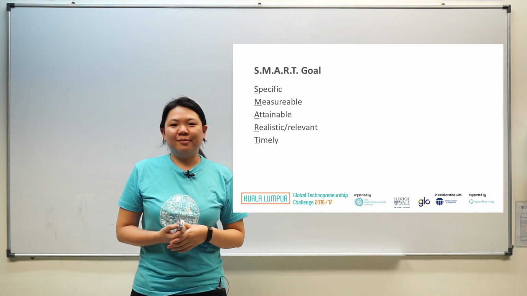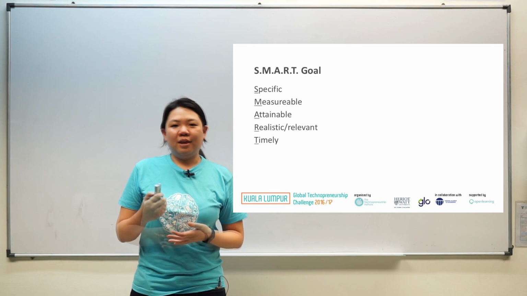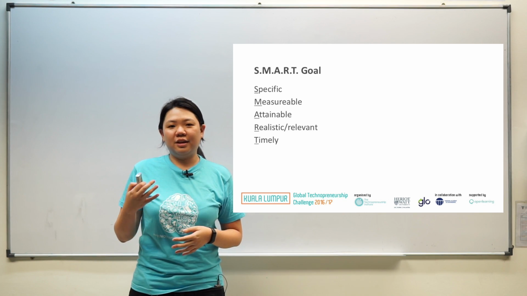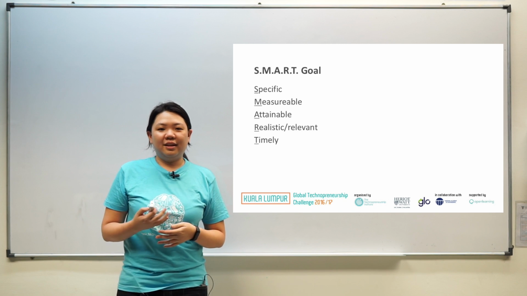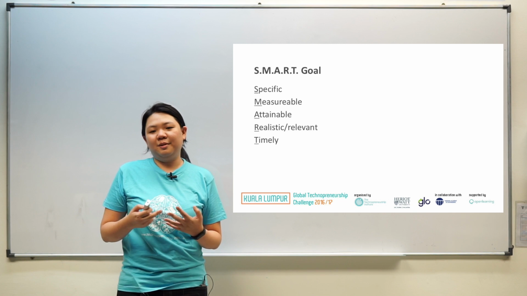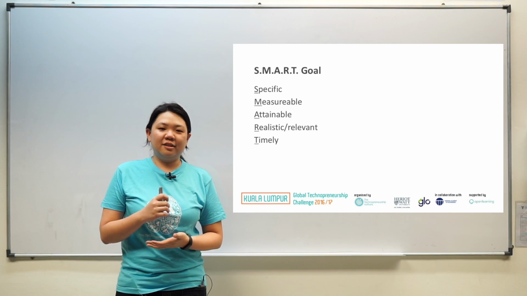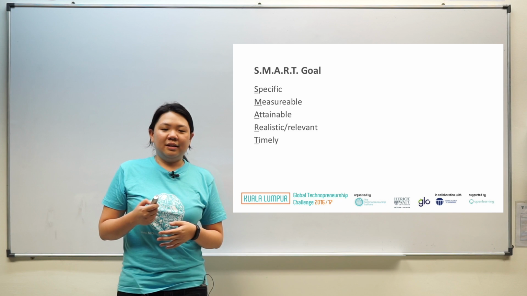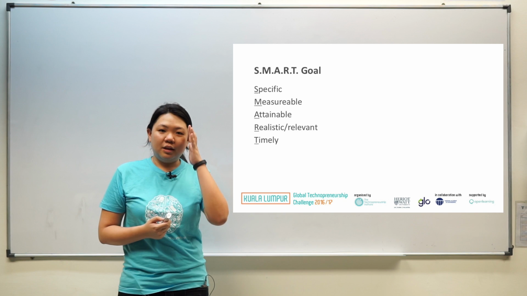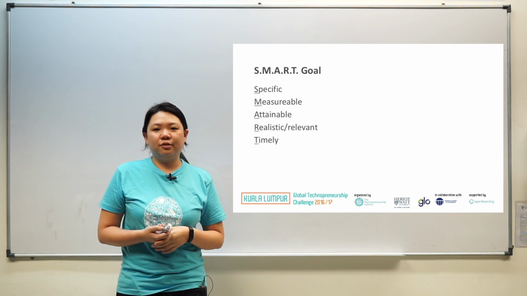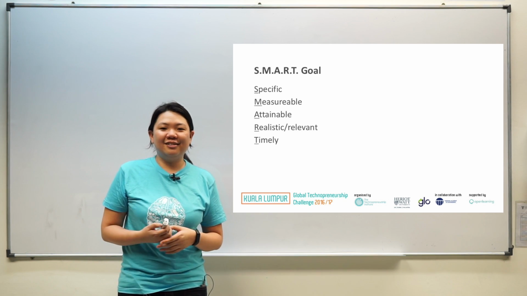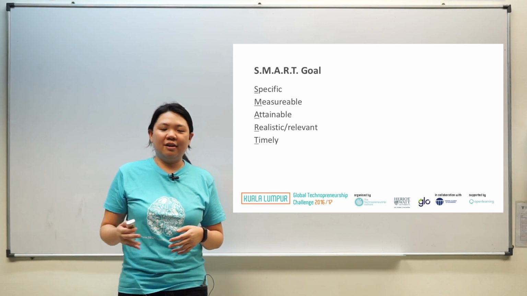The second one is measurable. Write down exactly how much you want to achieve in your solution. If you want to increase the efficiency of solar panels, tell us how much efficiency you would want to increase it by. Would it be 10%, 20%, or 30%, and so on and so forth. A in the SMART goal stands for attainable. In attainable, you acknowledge the environmental and physical limitations you have in order to carry out your solution. Take into account the capabilities of your team and make sure there are no ethical or legal barriers for you to carry out your solution.